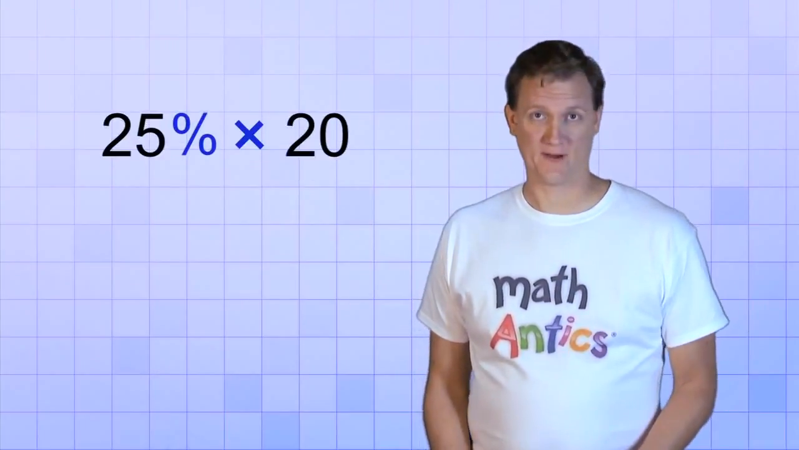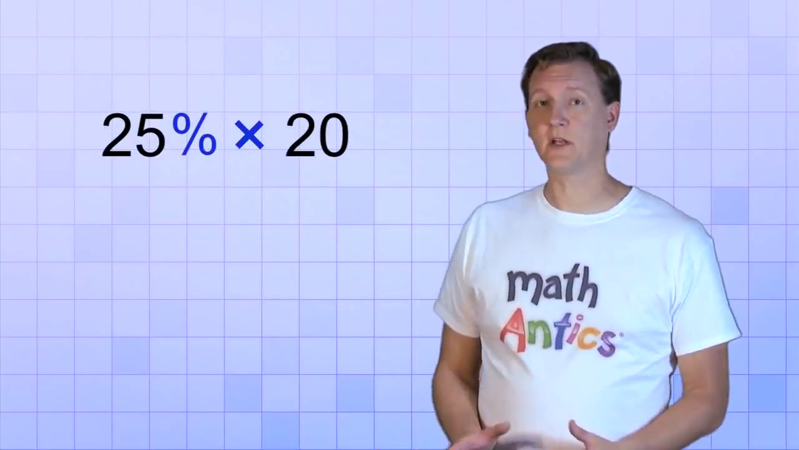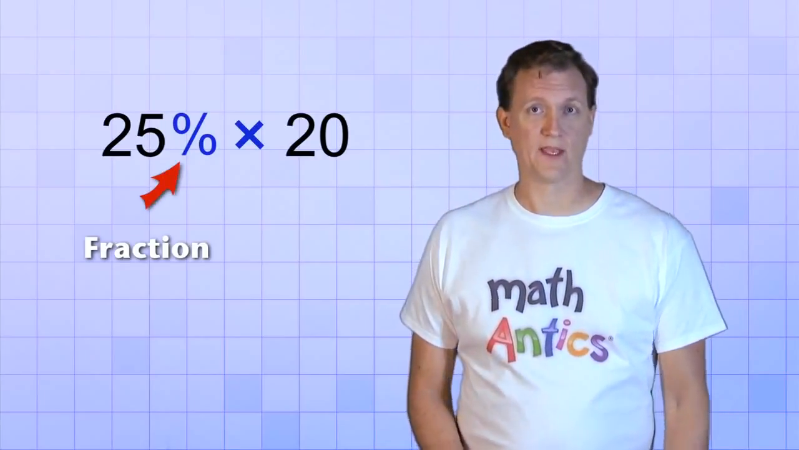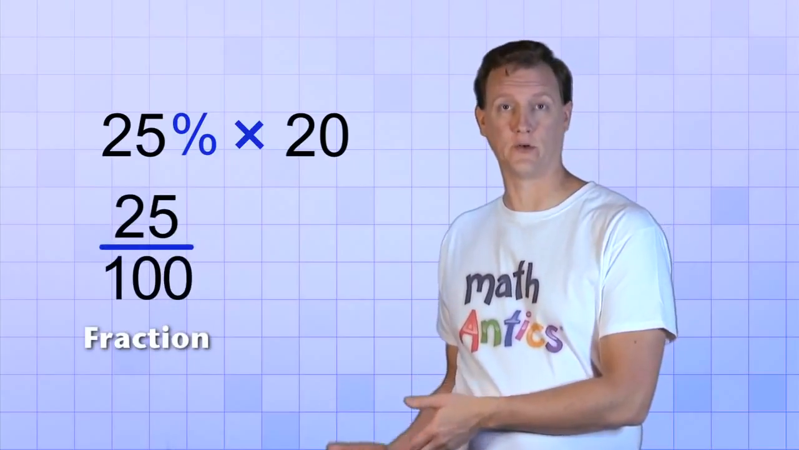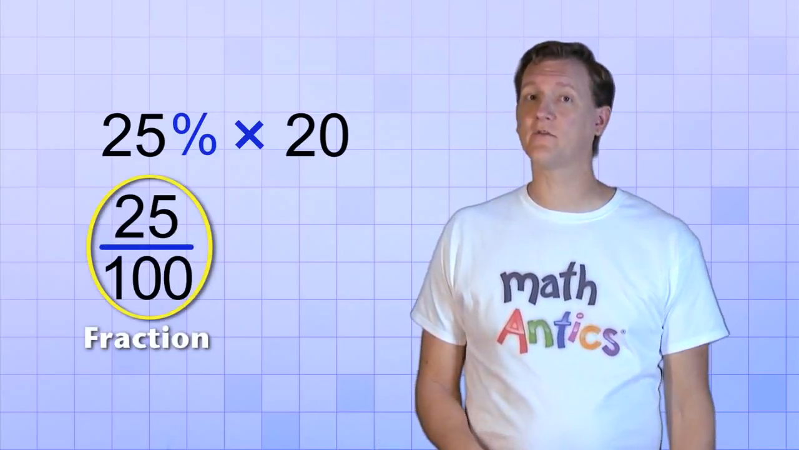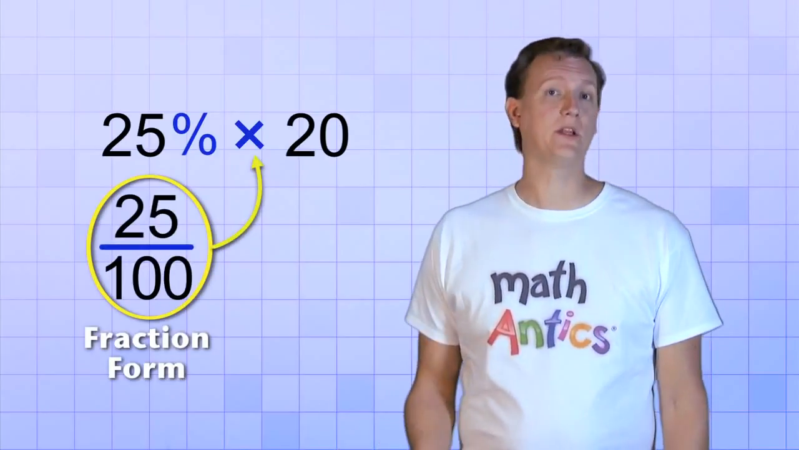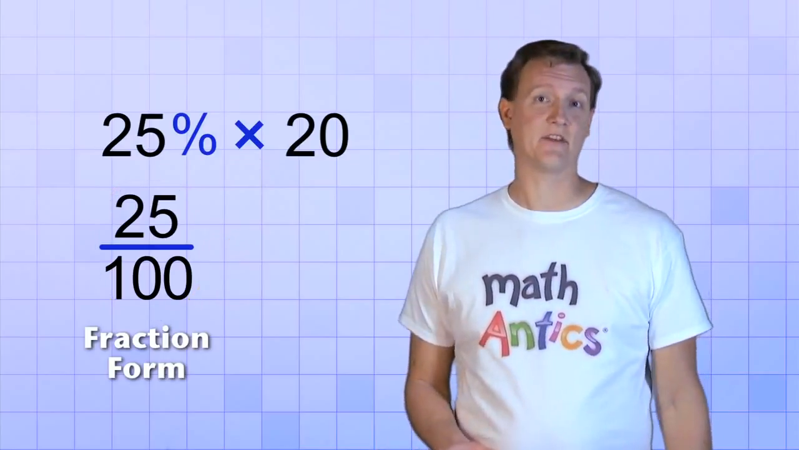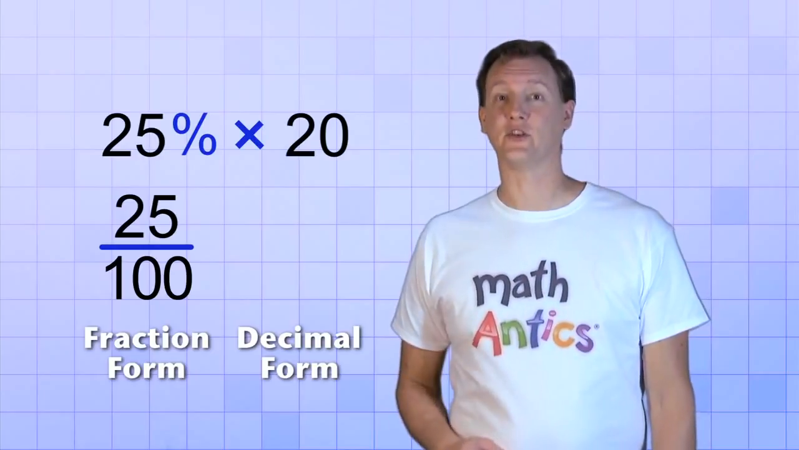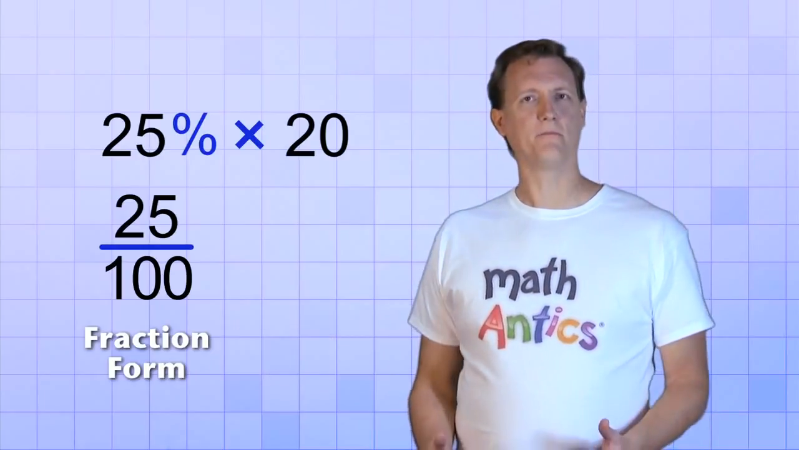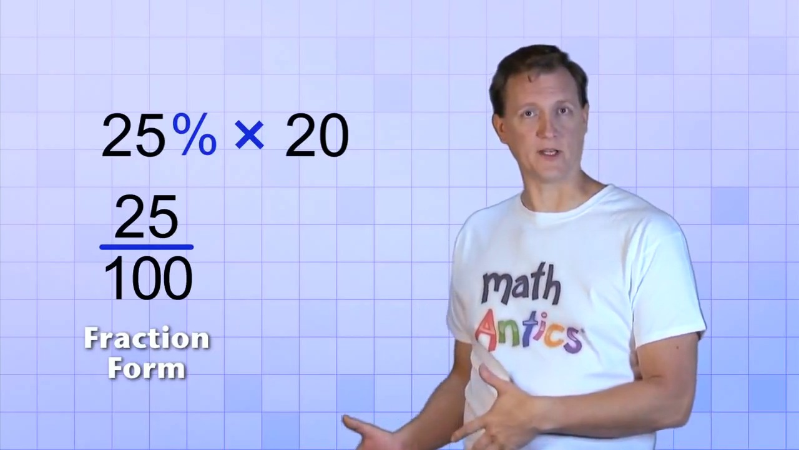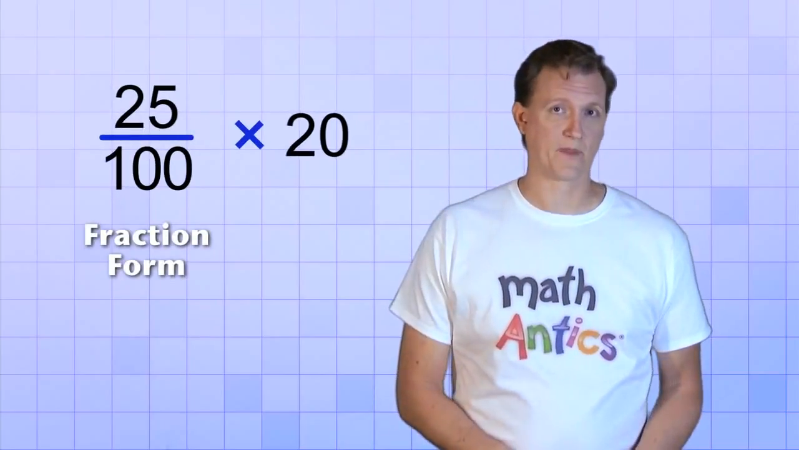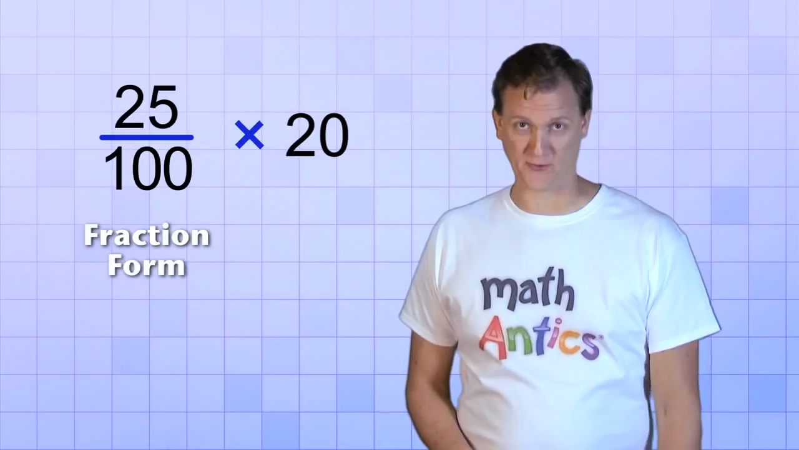Here's what we have to do instead. Remember that when you see a percent written like this with the percent sign, it's an abbreviation for a fraction. In this case, 25 over 100. So we need to use that fraction form when we multiply, since we're really multiplying by a fraction. Now some of you may also remember that percents have a decimal form. We'll get to that in just a minute. Okay then, if we use the fraction form of our percent, then our problem becomes 25 over 100 times 20. Now that's a problem we know how to do.